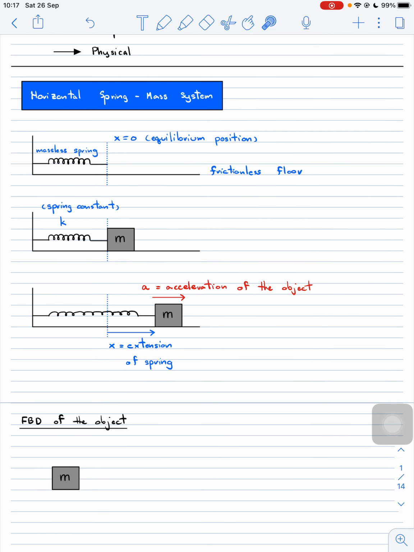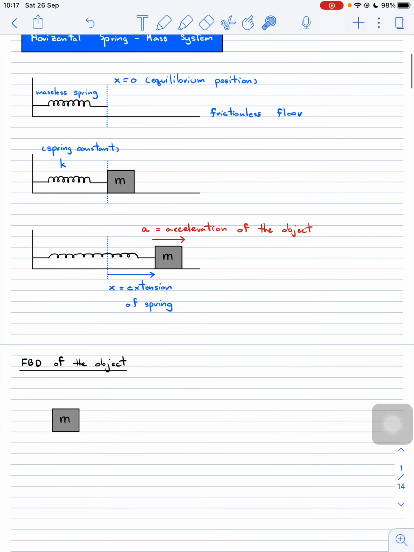The first topic is the horizontal spring-mass system. Let's consider a spring. Let's assume the spring has this length. If we fix one end of the spring to a wall or anything else, then this position of the spring is going to be at x equal to 0. That's called the equilibrium position. This is the original length of the spring, and the end of the spring is at x equal to 0.